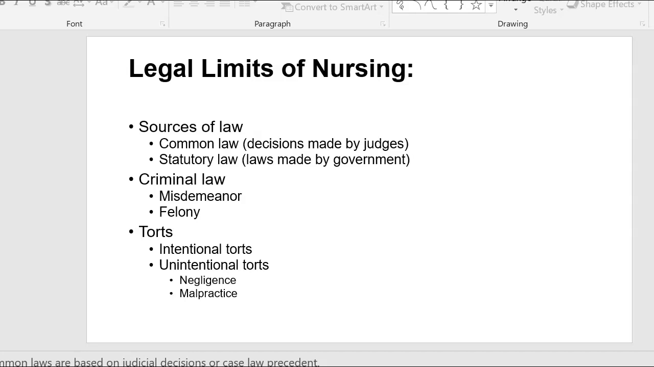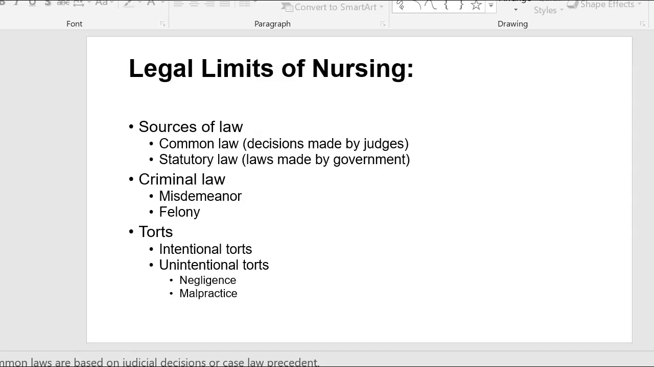So, some places where we get legal information for nurses. The first are the sources of law. Where does it come from? One of those would be common laws, and those are based on judicial decisions in the past, or what we call case law or precedent. One example of that would be Roe v. Wade, in which the U.S. Supreme Court identified when termination of pregnancy is legal.